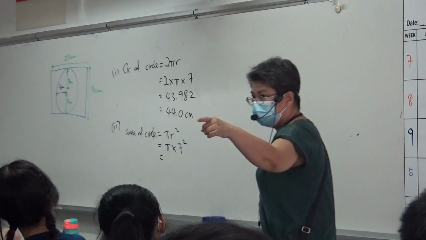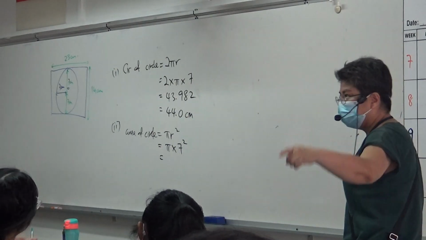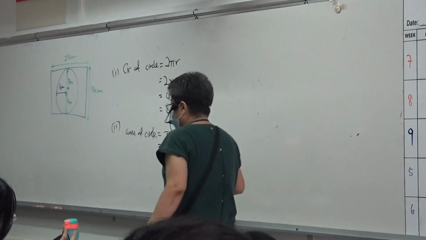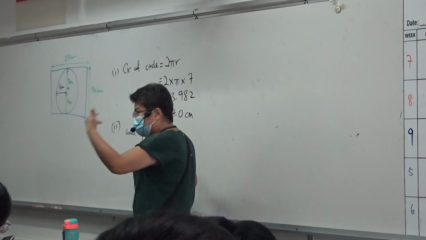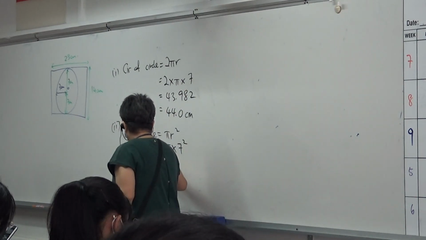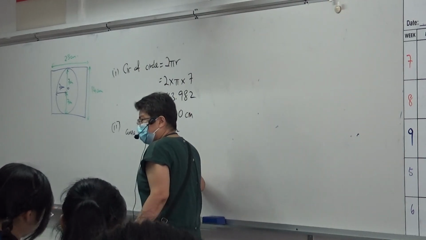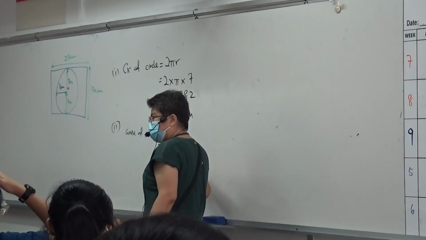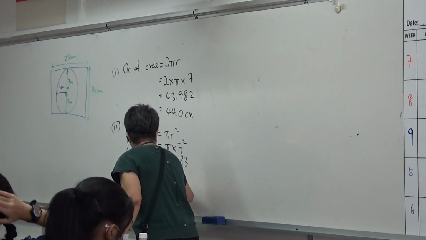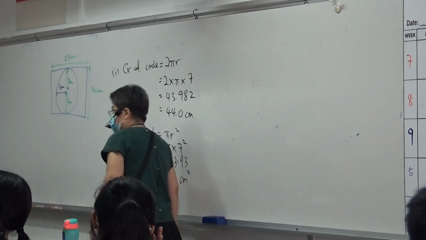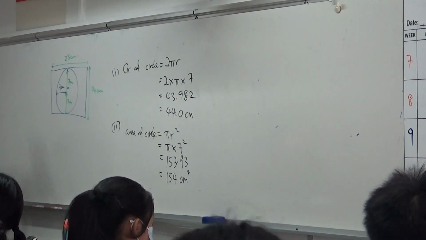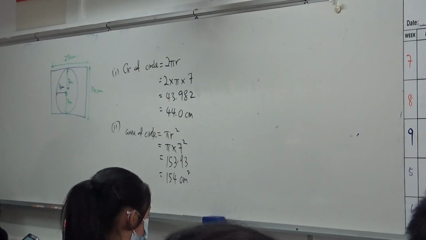Where's your calculator? Tell me. 153.93. Okay. So it will be 154 cm square. Final answer must be to 3 significant figures.